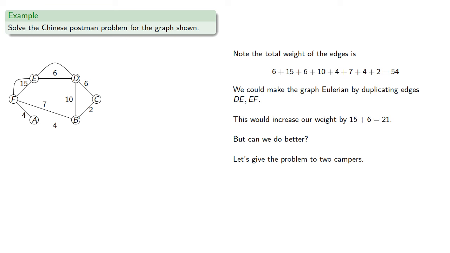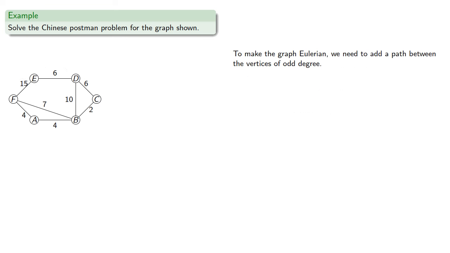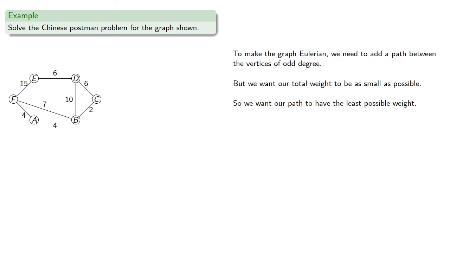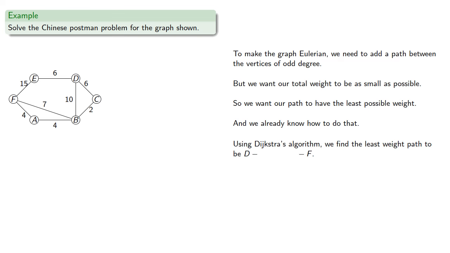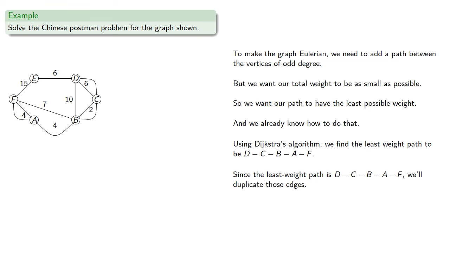Let's give the problem to two campers. To make the graph Eulerian, we need to add a path between the vertices of odd degree. But we want our total weight to be as small as possible, so we want our path to have the least possible weight. And we already know how to do that. Using Dijkstra's algorithm, we find the least weight path between D and F to be... So we'll duplicate those edges, making our graph Eulerian, and giving us the least weight solution.